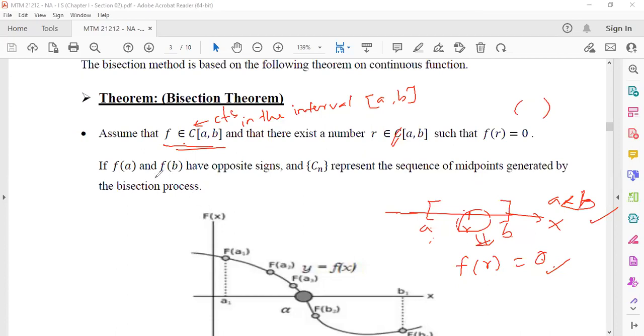Then if f(a) and f(b), what do you think? Can you explain what f(a) and f(b) are? We know what a and b are, this is the interval. So can you tell me what f(a) and f(b) are using this? Can you tell me what it's talking about? Can you answer me? What is f(a) and f(b)?